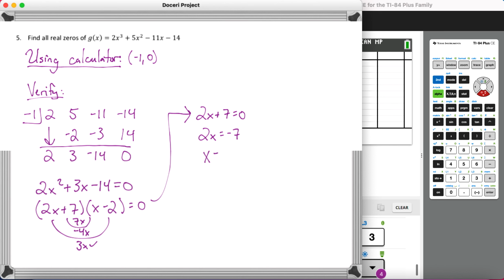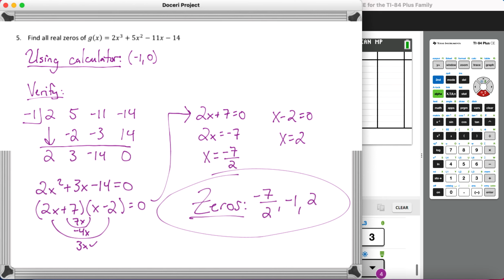So we set 2x plus 7 equal to 0. You solve it. x ends up equaling -7 halves in this case. Then take the x minus 2. Solve for that. You get x equals 2, which will then give you your final list of zeros: -7 halves, -1, and +2.